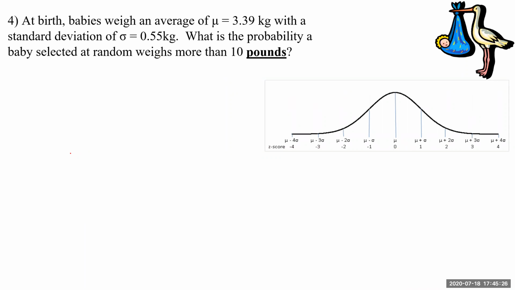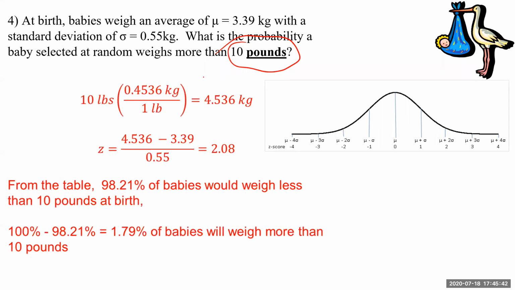So be mindful, we are dealing with kilograms, right? What is the probability that a baby selected at random weighs more than 10 pounds? So you have to change from pounds to kilograms, and you find your z-score. Now from the table, that is what the value gives you. And since a baby weighs more than that, you have to take that out of 100%, and that gives you the result. So basically here, you're just dealing with the formula.